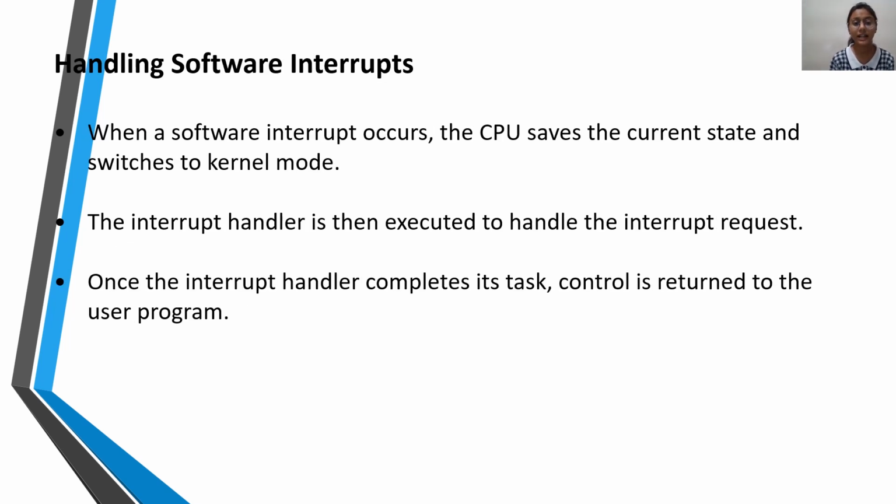Now let us see about handling software interrupts. When a software interrupt occurs, the CPU saves the current state and switches to kernel mode. The interrupt handler is then executed to handle the interrupt request. Once the interrupt handler completes its task, control is returned to the user program.